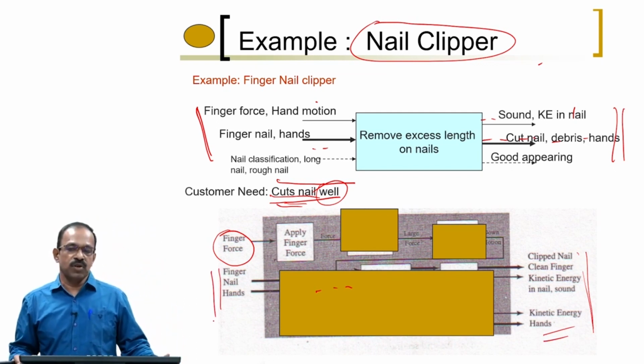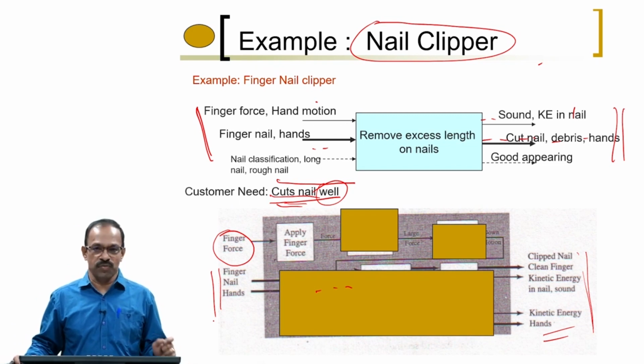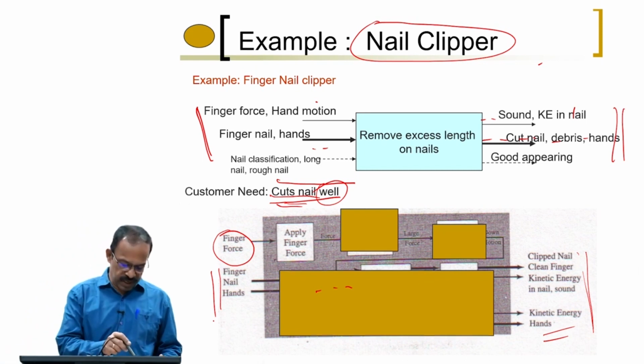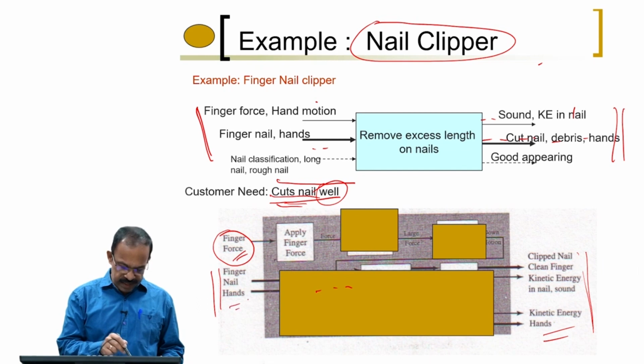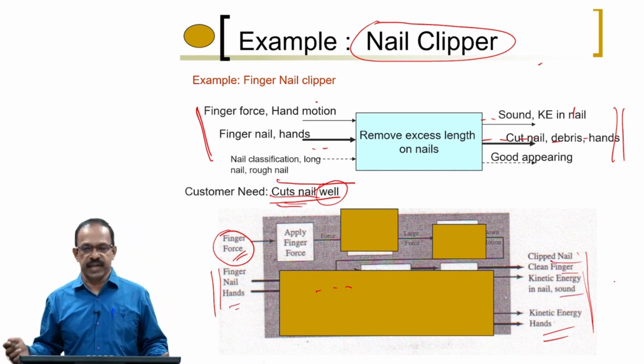We do not worry about what is happening for orienting the nail and orienting the nail clipper to suit the finger position. Those things are not part of cutting the nail per se or improving the quality of the cutting. So, we look at the finger force and what happens to the finger force, and what happens to the finger and nails while they become clipped nail, clean finger and kinetic energy.